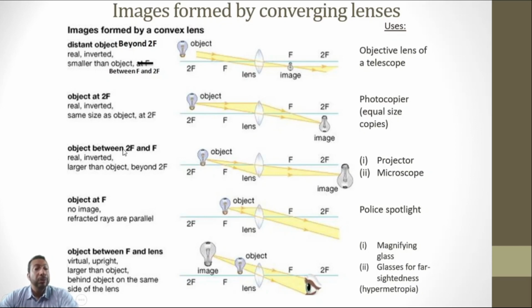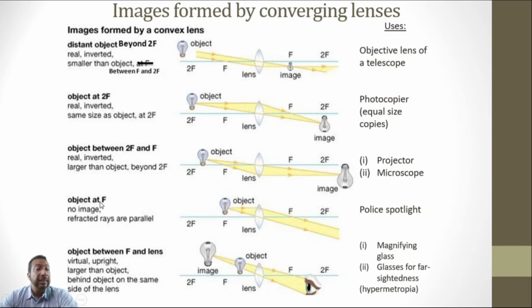When the object is in between 2f and f, then we also have a real and an inverted image, but it is larger than the object and beyond 2f, so it gets further away. We have two devices that use this particular location, namely a projector and a microscope, because we want the image to be bigger than the object itself.